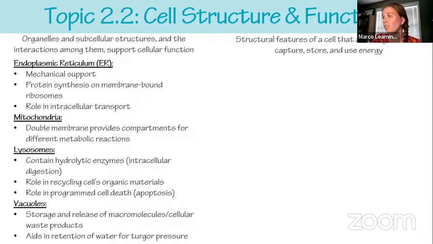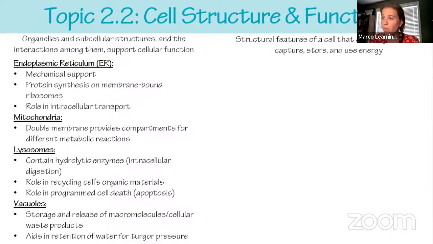For the mitochondria, it's important that we know there's a double membrane that compartmentalizes the different metabolic reactions. As we said before, the Krebs cycle is going to be in the matrix of the mitochondria, and the electron transport chain, oxidative phosphorylation and chemiosmosis take place at the cristae within the mitochondria. Lysosomes are important because they create that compartment for digestion with the hydrolytic enzymes. They'll recycle the organic materials for the cell, and they're good for apoptosis.